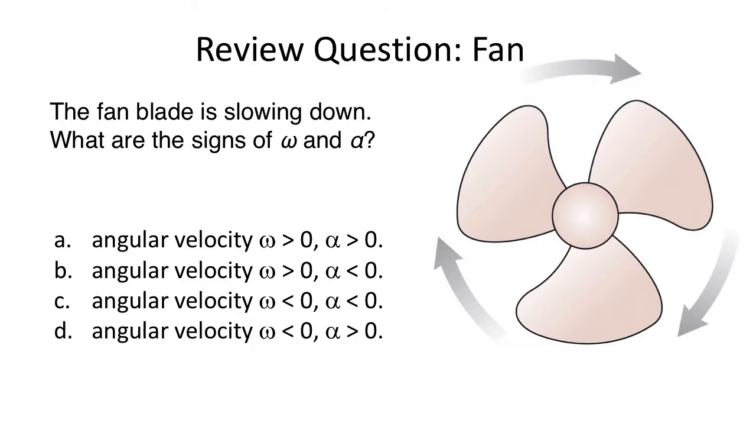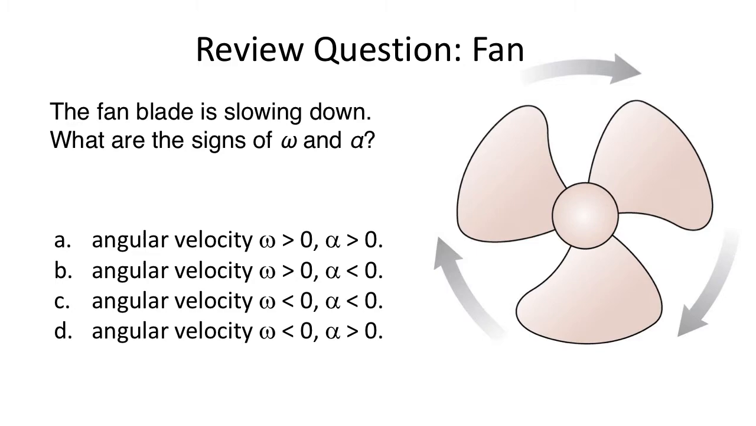82% said that the answer was D. The angular velocity was less than zero. The angular acceleration was greater than zero. What is our convention? A positive angular velocity is counterclockwise. You're right that it's actually, in this case, negative, right? The reason for that convention is that the x-axis is 0 radians, and we rotate this way as we count the increase of radians or degrees, okay?